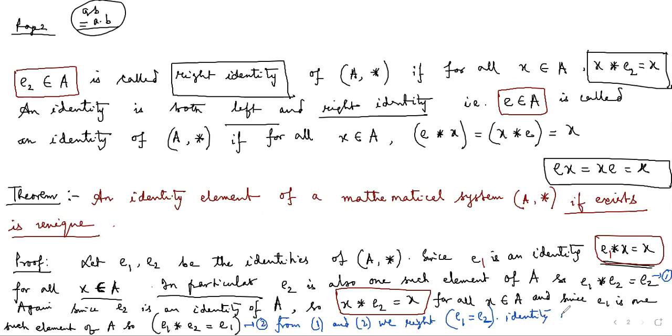Identity is unique. First of all, identity must be present in the set. That you have to justify. The identity you are talking about must be in the set. Then if this identity is there, that identity is actually unique. And this is not happening only for the mathematical system of the form A star. It can happen also for mathematical systems like vector space and ring and field, everywhere. Any mathematical system, this may happen.